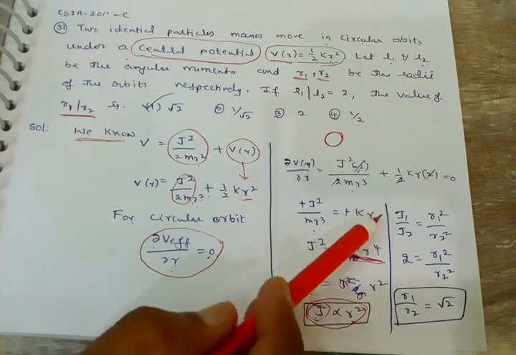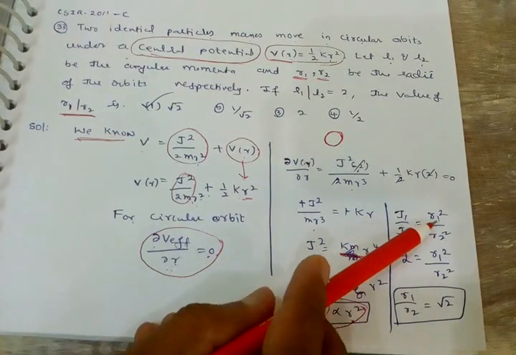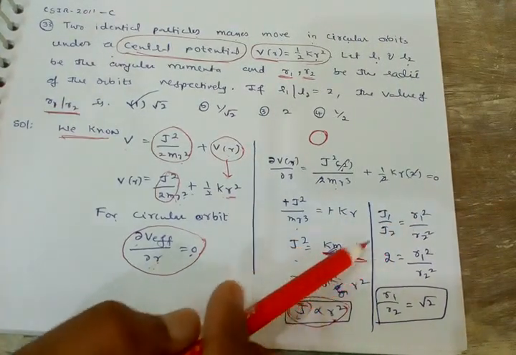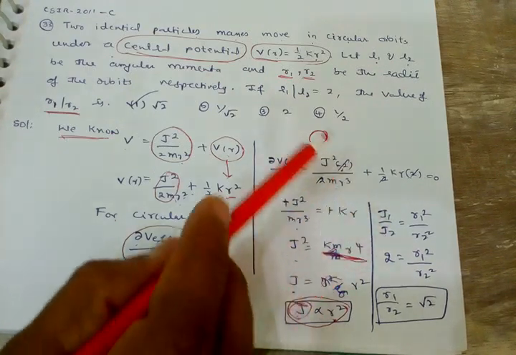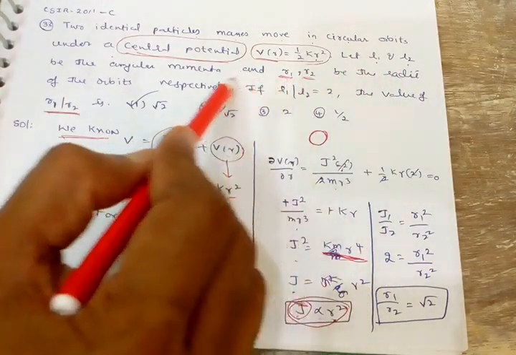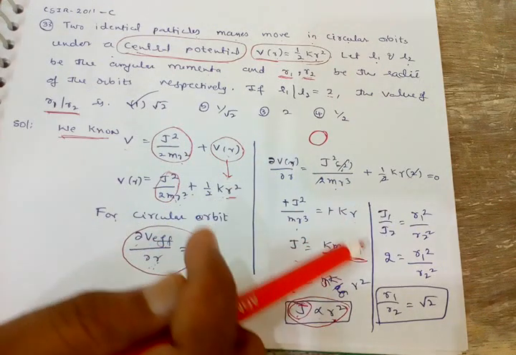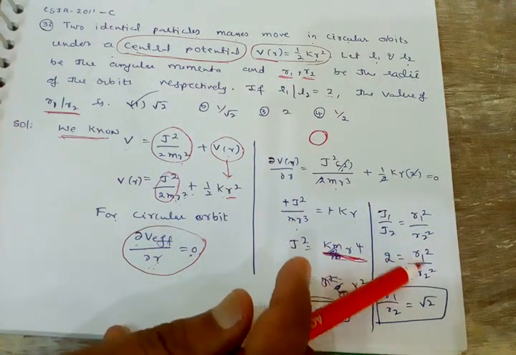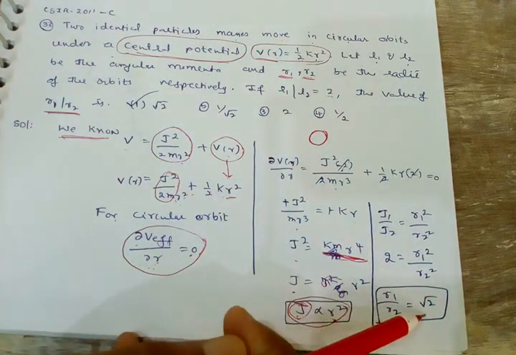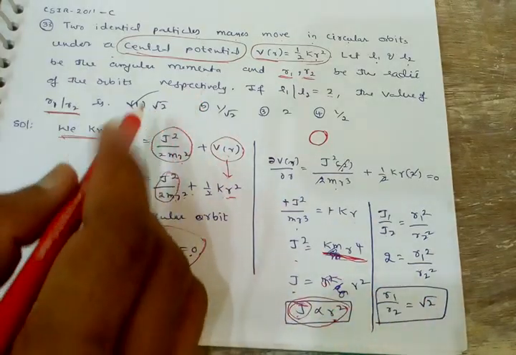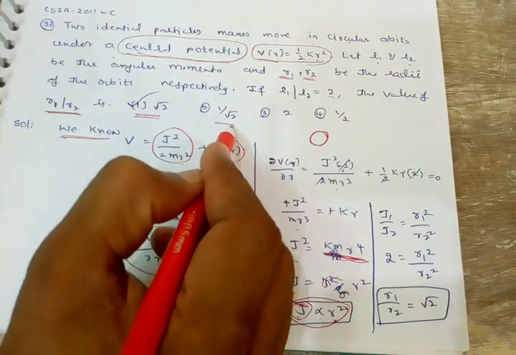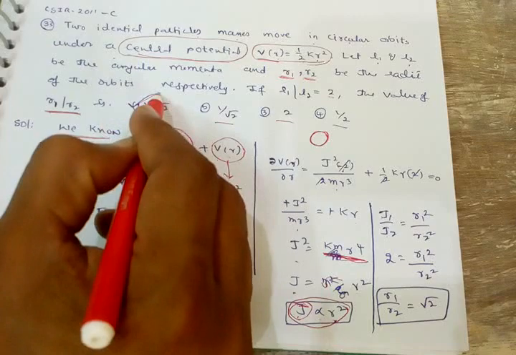From this equation, j1 by j2 equal to r1 square by r2 square. J1 by j2 is nothing but L1 by L2, which we already have as 2. Just substitute: r1 square by r2 square equal to 2, so r1 by r2 equal to root 2. We have the options root 2, 1 by root 2, 2, 1 by 2. So the first option is right.